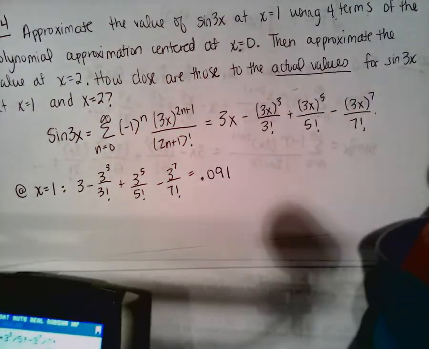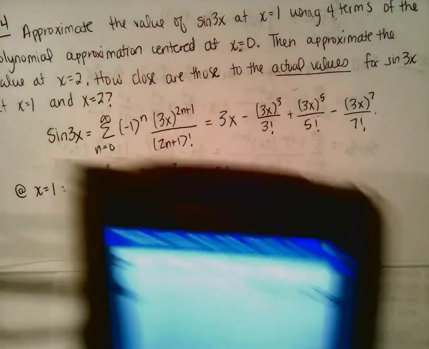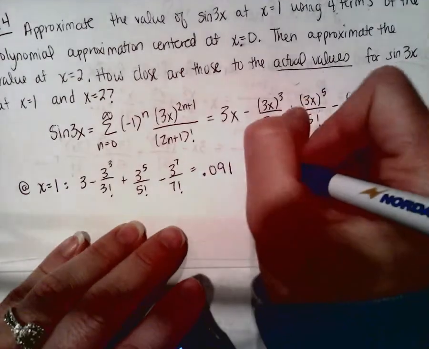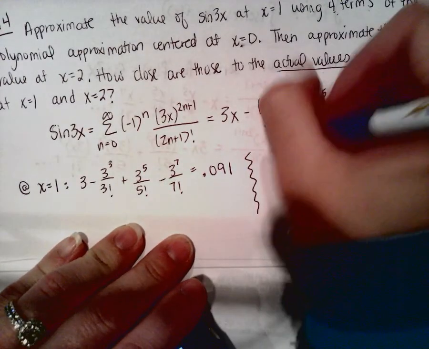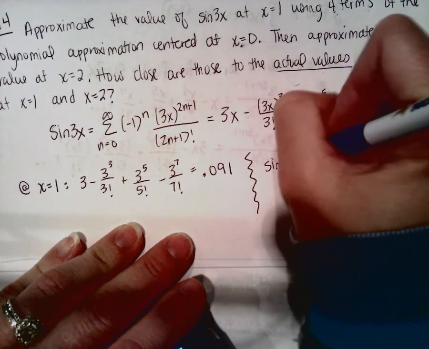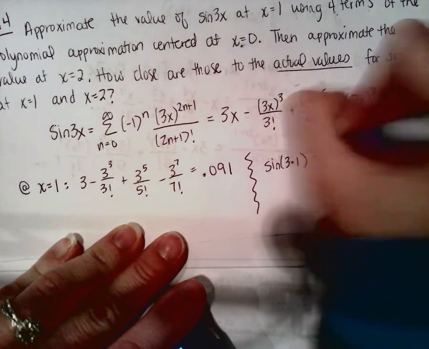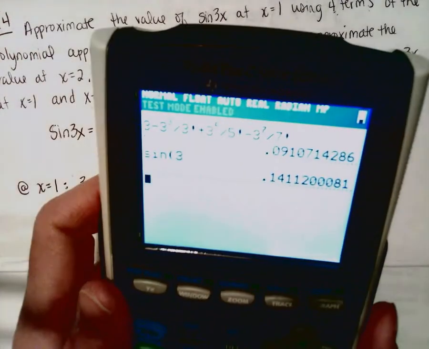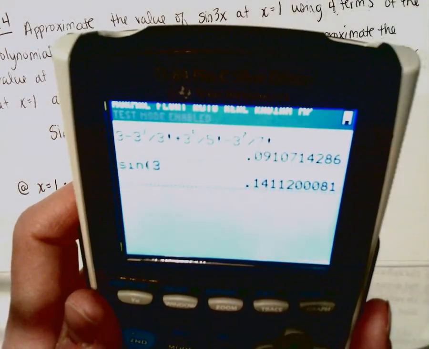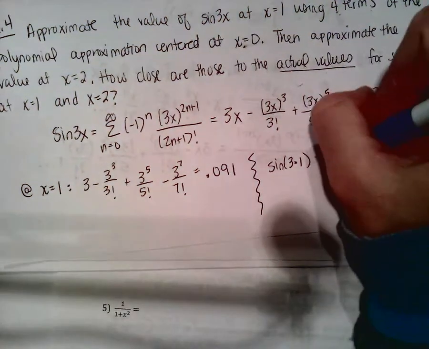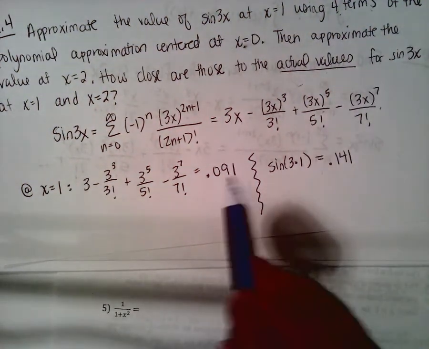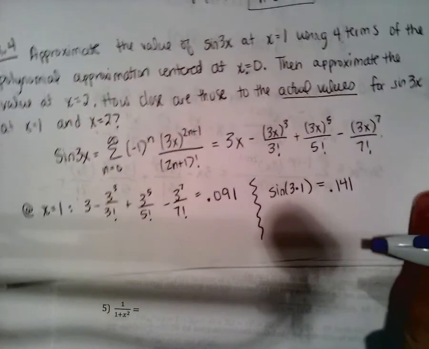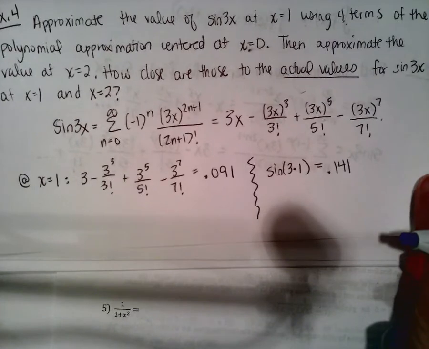Okay. Now what I want to do is compare that to the actual value for sine 3x. The actual sine of 3 times 1, so 3x, right? 3 times 1. So sine of 3 equals 0.141. So maybe not an awesome, super great approximation at x equals 1, but there you go.